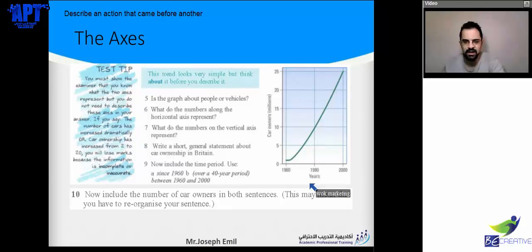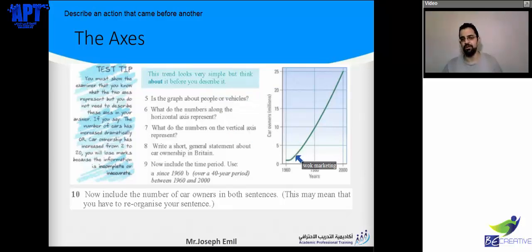So don't say that the x-axis is the years from 1960 to 2000 and the y-axis is the number of car owners in millions. No. Say that the number of car owners has increased dramatically from, I think, 1 million to 25 million over the period from 1960 to 2000. That's it. One sentence that describes this graph. Very simple, very simple.